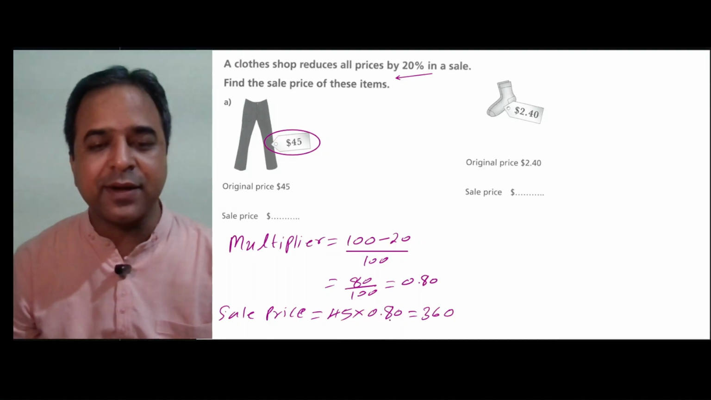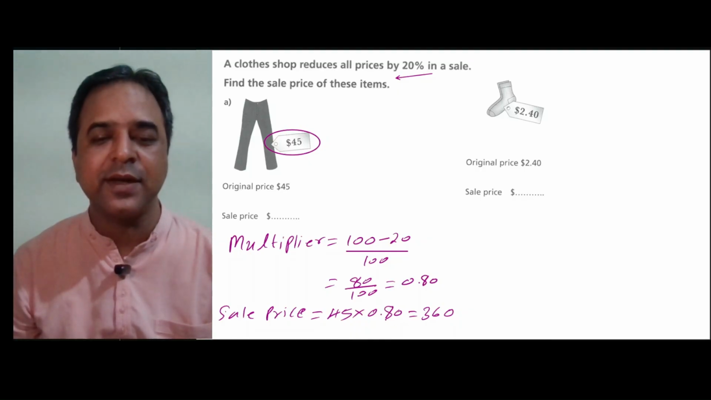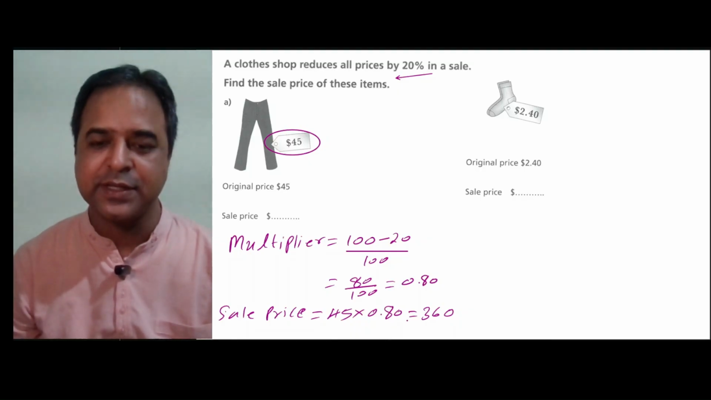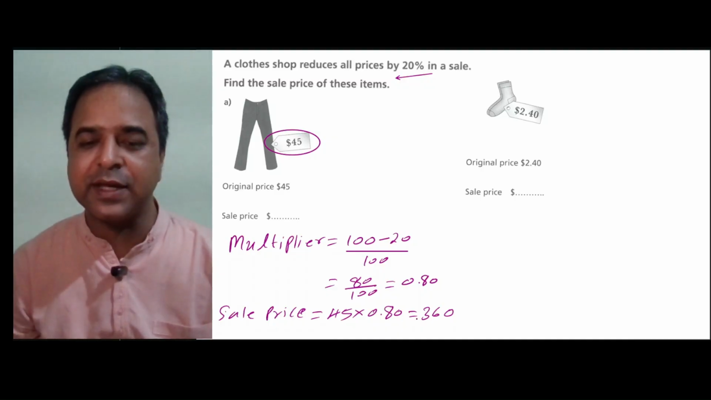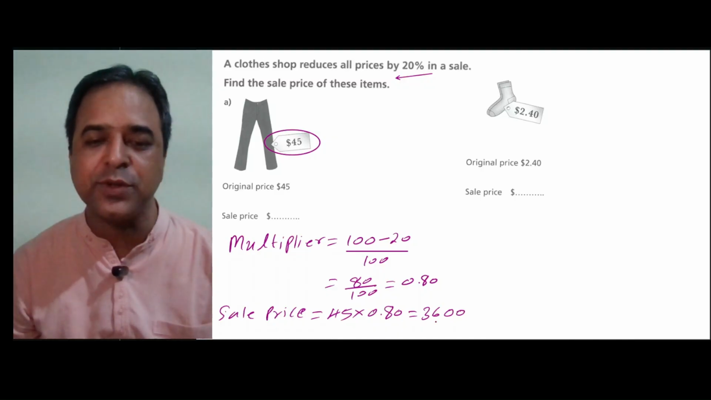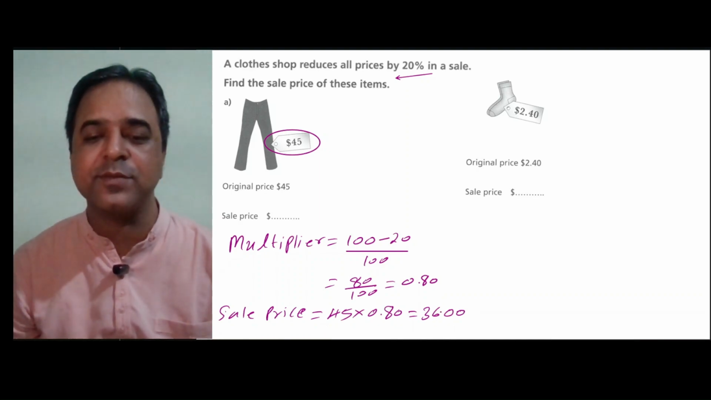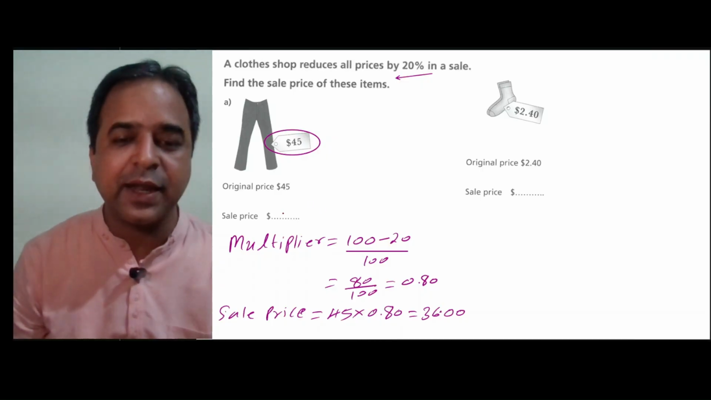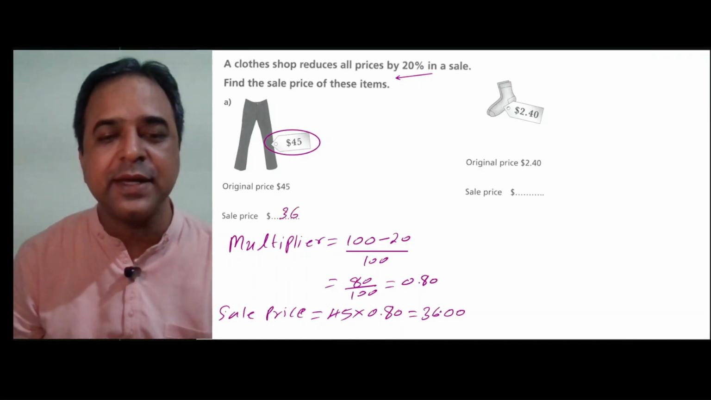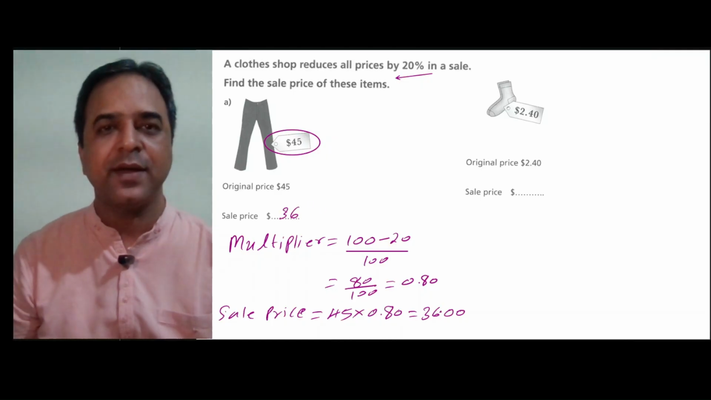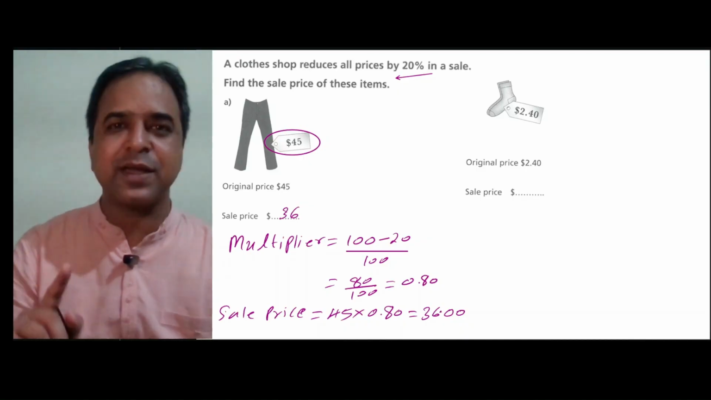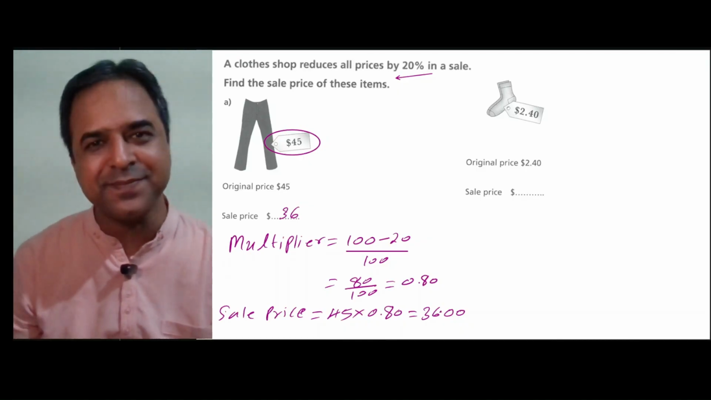Okay, but here decimal points are there. How many decimal points are there? You see, it is 2 decimal places. Here we haven't taken this 0, so we will take this 0, and we will keep the decimal point here. So your final answer coming is $36. Okay, understood? Now we can take one more example.